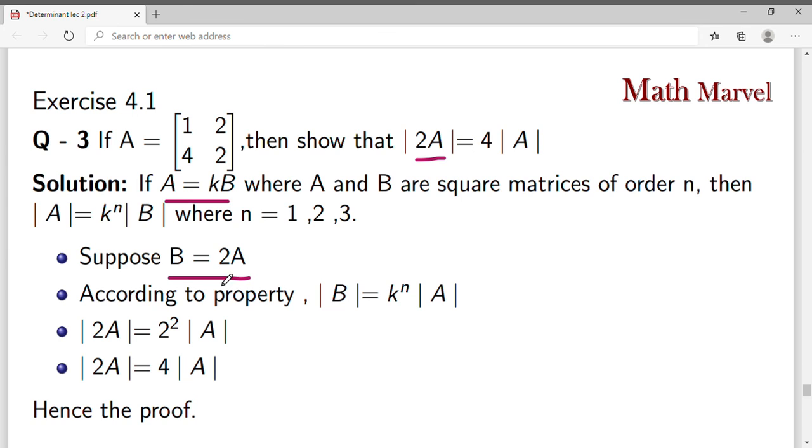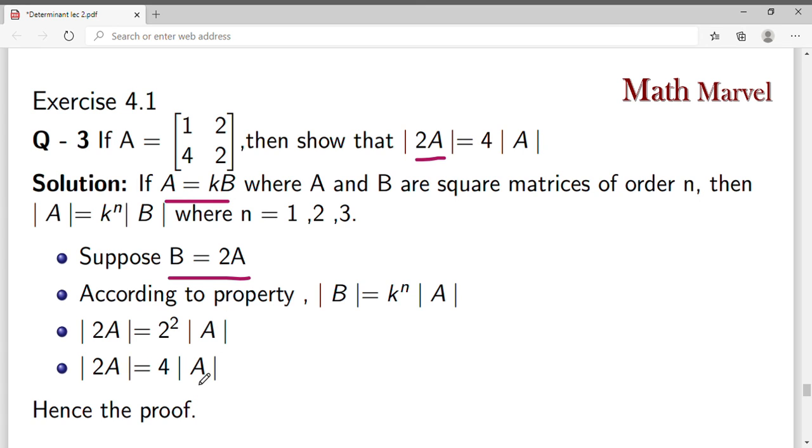Determinant of B is nothing but K raised to N into determinant of A. Only here AB is given, now here I have the BA form. So determinant of B, which is 2A, equals K raised to N into determinant of A. K is my scalar, so here K is 2. And what is N? N is the order of the matrix. So this is a 2 by 2 matrix. Now determinant of A.